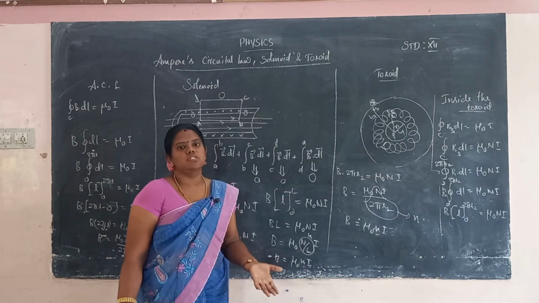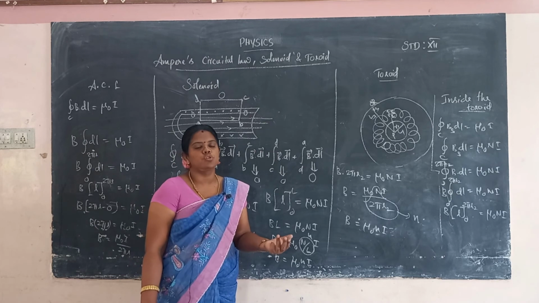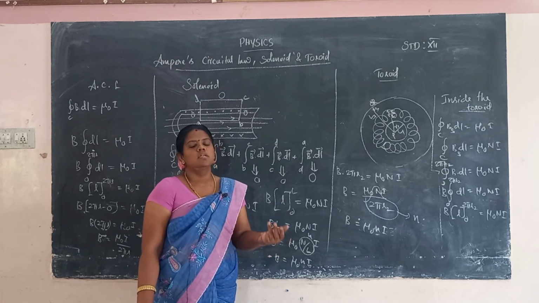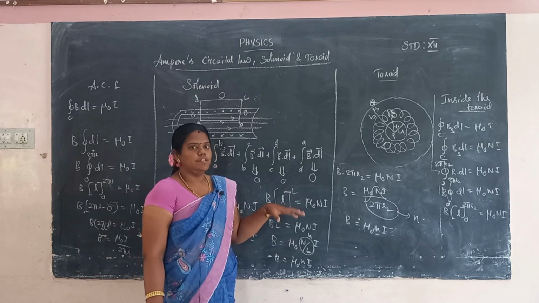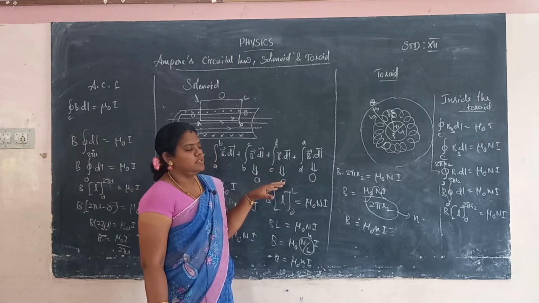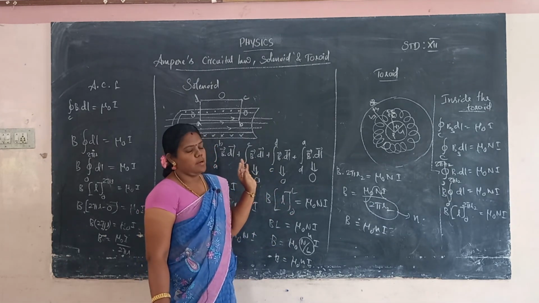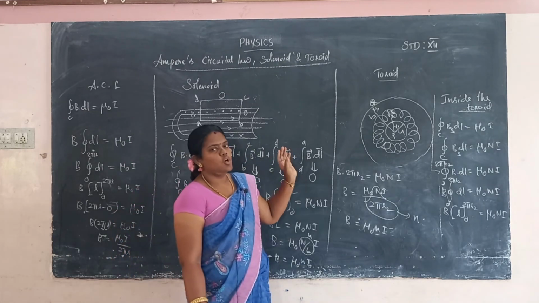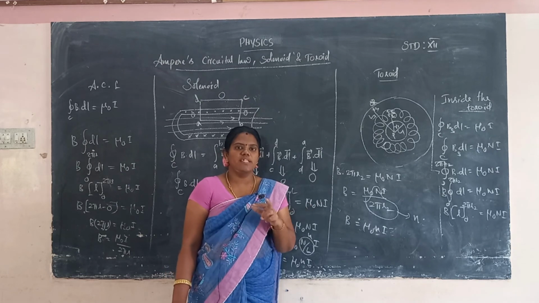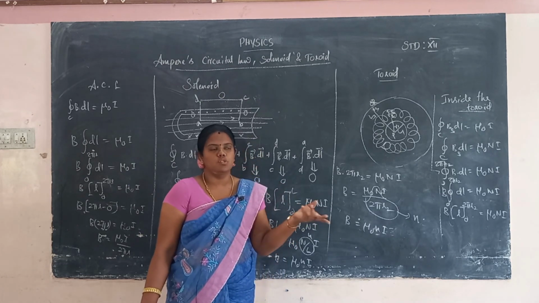And what are the applications of solenoid? A solenoid is used to make electromagnets and used in some electronic appliances, MRI scans, all these are applications of solenoids. And now we will go for the toroid. A toroid is nothing but the two ends of a solenoid connected together to form a toroid.